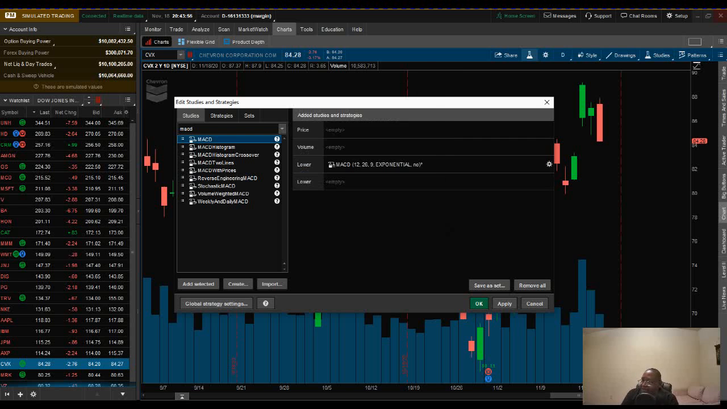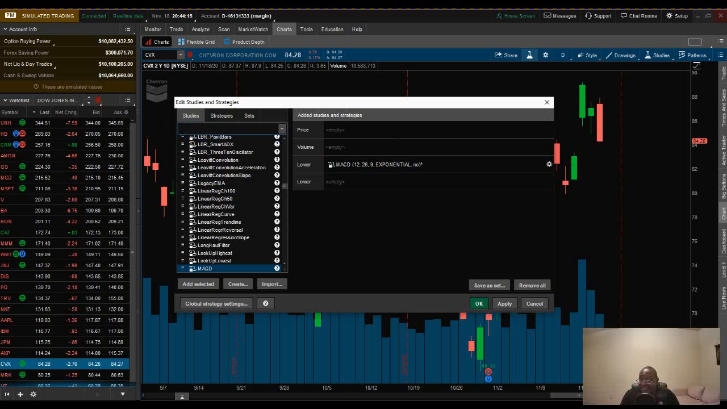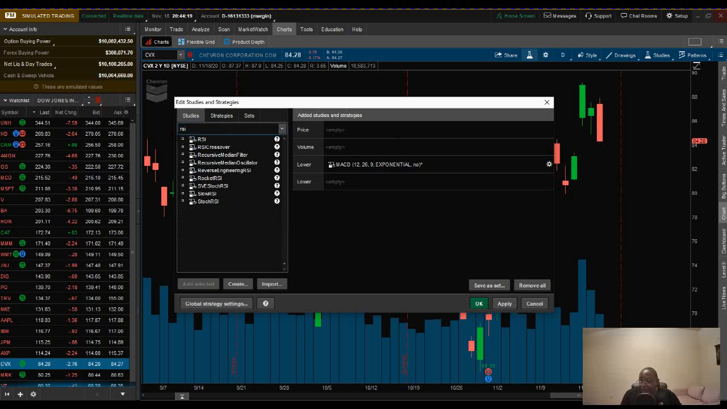Alright, so we got our MACD here. Normally it's lower, as you can see here. I do know some people that put it up on the main chart, but I've never seen a reason to do that. But there is a reason why they do that, because, like I said, this is one of the most popular ones. Now we're going to go into the RSI.